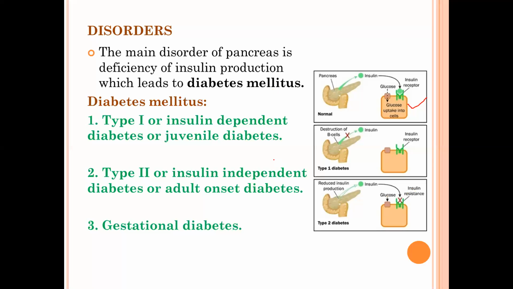Normally, 90 milligrams of glucose should be there per 100 ml of blood. But if that quantity increases, then we call it diabetic. Generally, more than 180 or more than 150, we call such persons diabetic. So here there are three types.